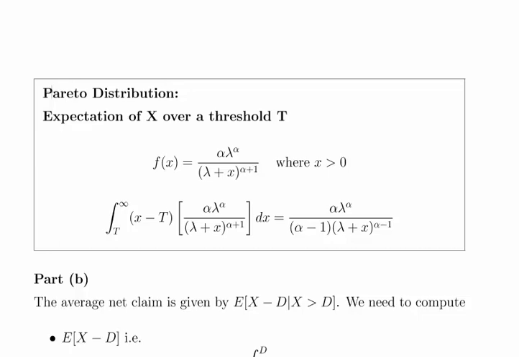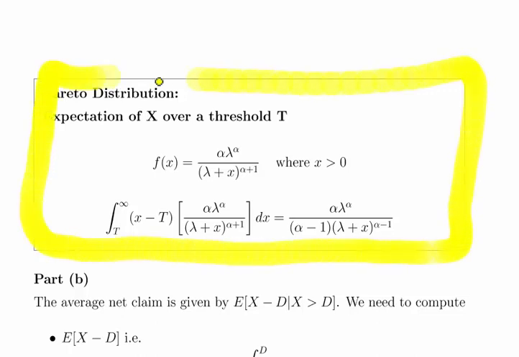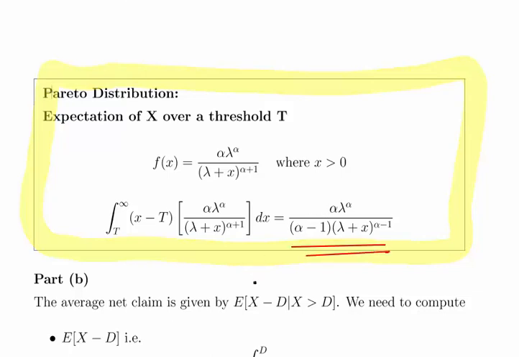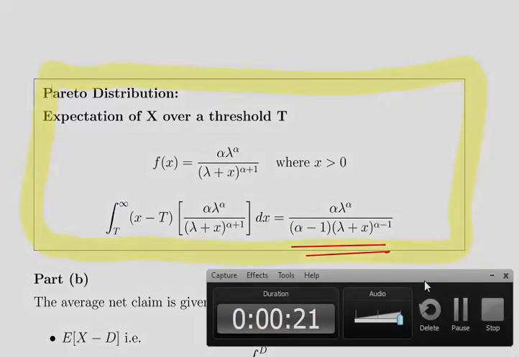Hi folks, I've just split up a production of a single video into two parts, and I'm going to pick up here where I show how to calculate this expression here. Okay, the expectation of x over a certain threshold, which is related to the Pareto type 2 distribution.